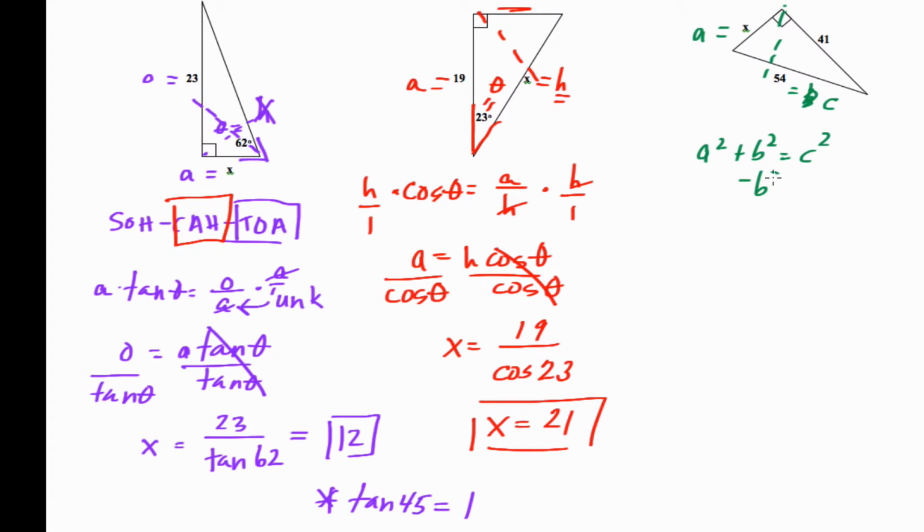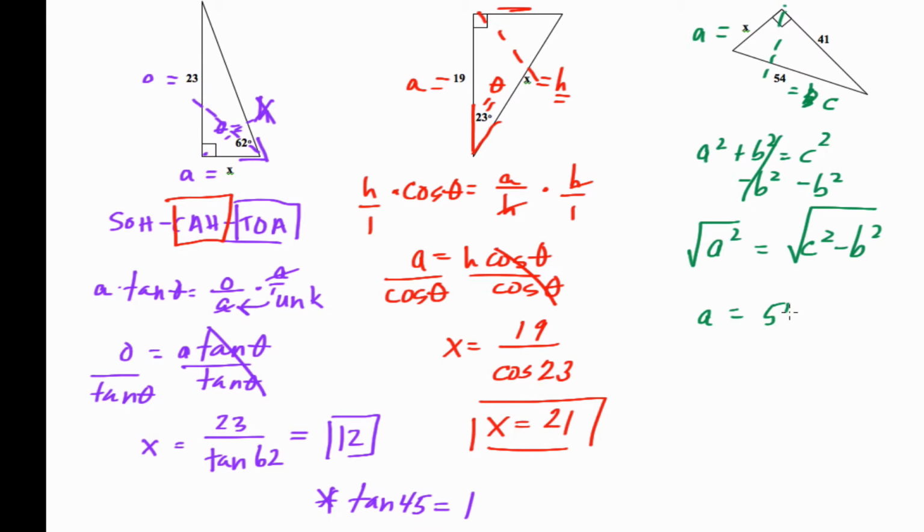First thing I'm going to do is get it by itself. So I'm going to subtract b squared from both sides. I end up with a squared. b squared minus b squared is 0. So I end up with a squared plus 0, but I don't have to write that plus 0. Equals c squared minus b squared. I'm going to take the square root of both sides. I don't want to know what a squared is. I want to know what a is. The square root of a squared is a. Whatever I do to this side, I have to do to the other side. So that's going to be equals the square root of c squared minus b squared.